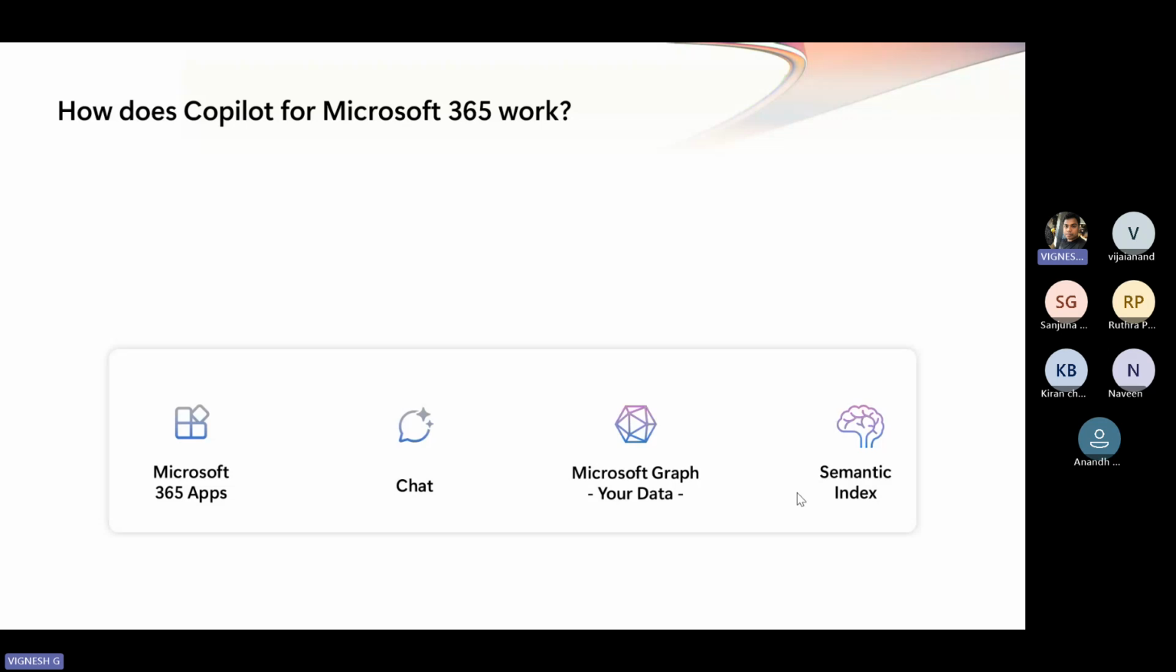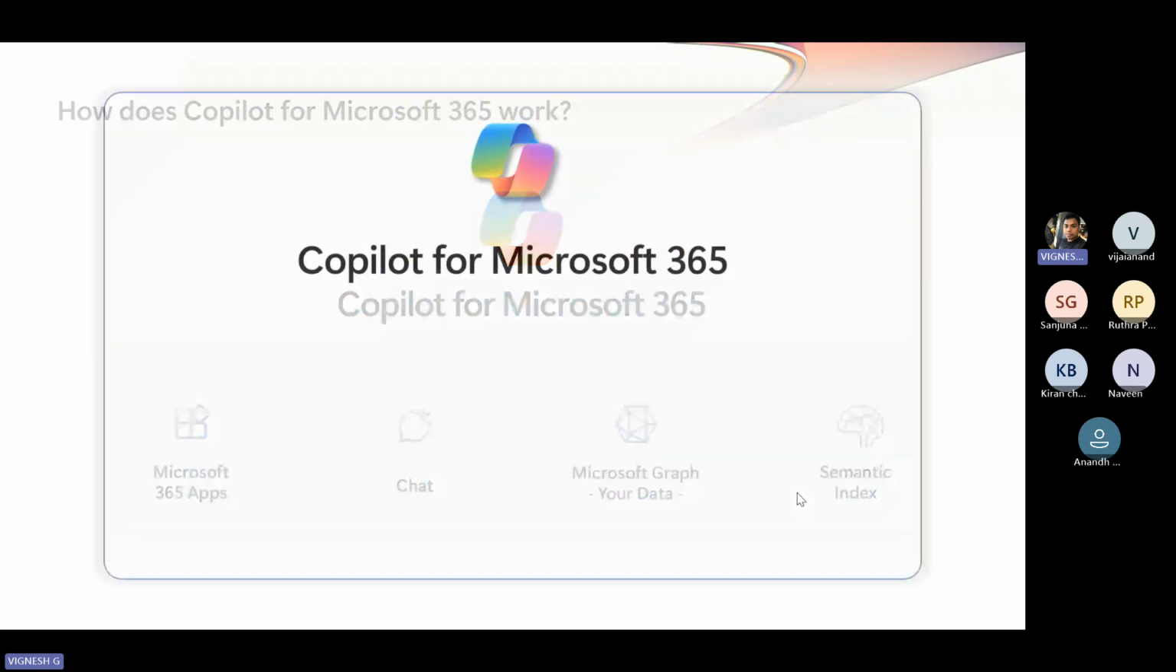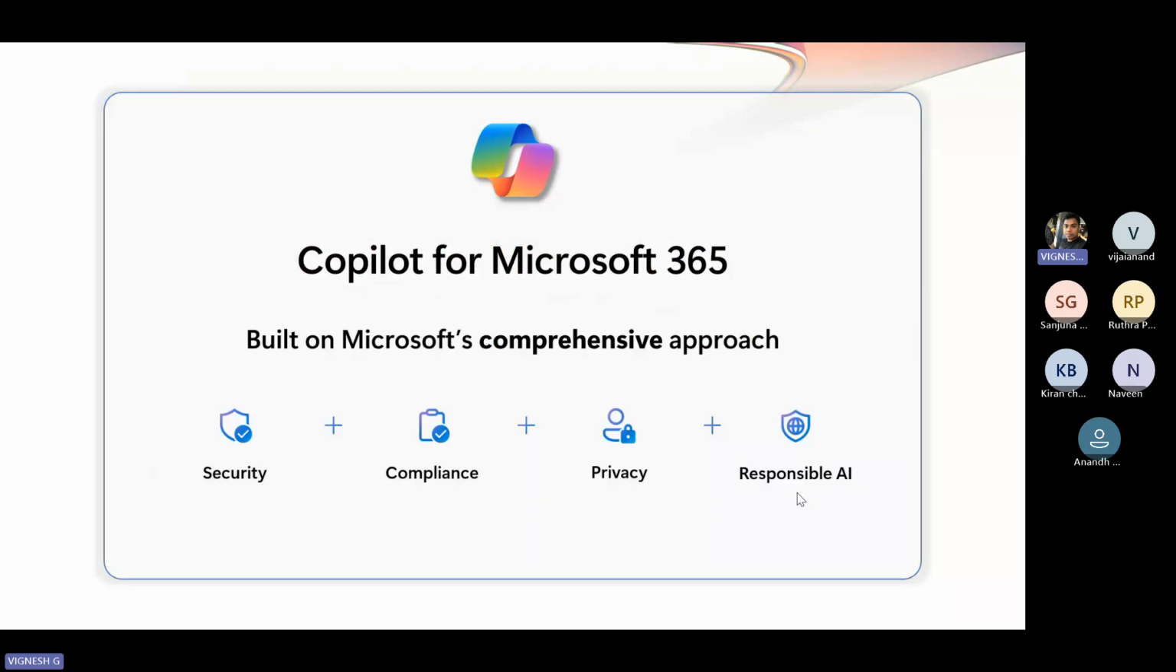Then you also have the business chat. I'm talking about the Teams chat. Then you have Microsoft Graph, which is basically your data, and then also the semantic index, which is basically the indexing, right? So these are the main different components that come together to give you the desired results in Copilot for Microsoft 365.